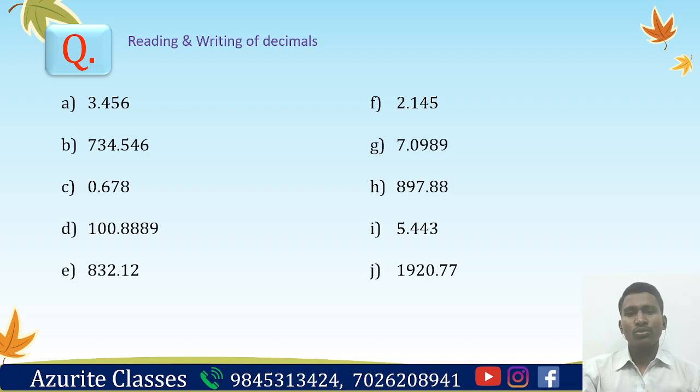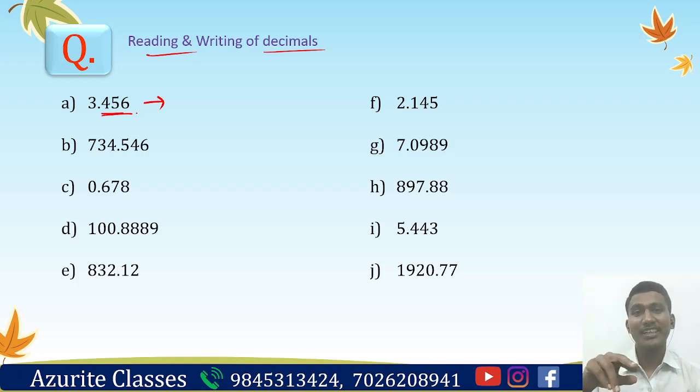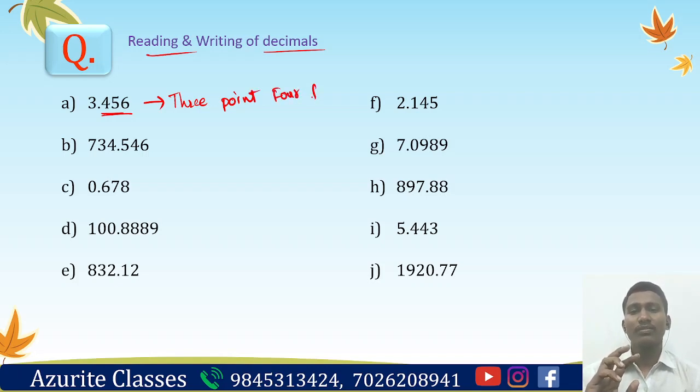Okay. So let us study about reading and writing of decimals. Here it is 3.456. This is how we read it. After the decimal we read it one by one, because 456 means it is not four hundred. So that is why we read it one by one. So how do we read it? 3.456: 3, then point, then 4, 5, and 6, one by one.